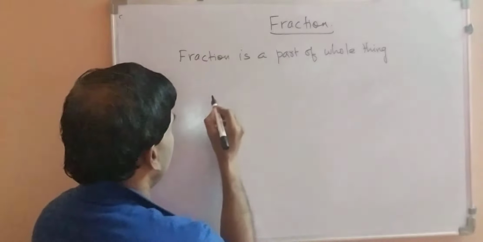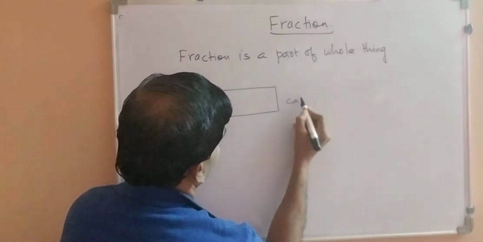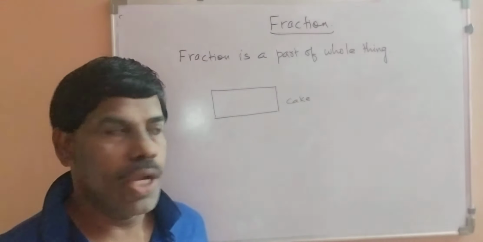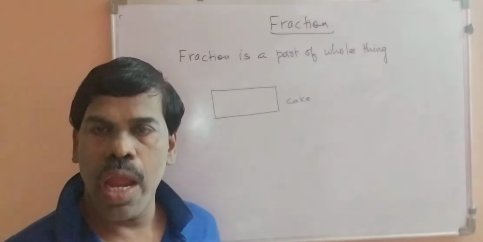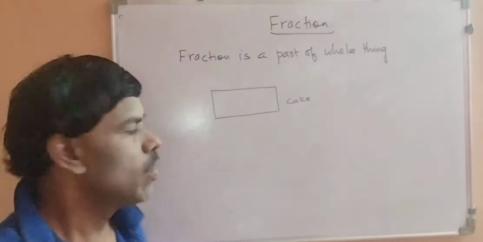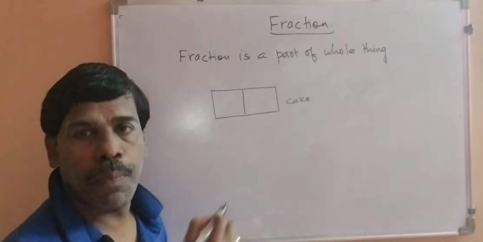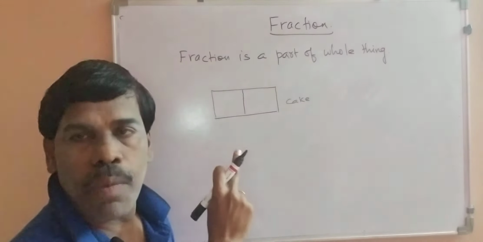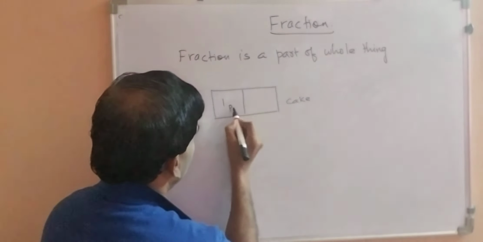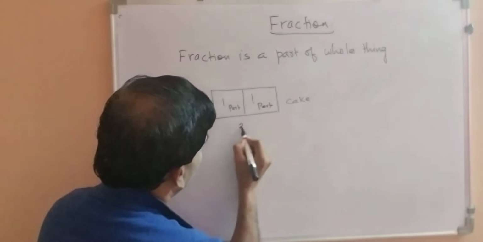Suppose I have got a cake. I want to divide it into two equal parts and give it to two persons, one part each. So first of all, I am dividing it into two equal parts. How many equal parts are there? Two. This is one part, this is another part. Total two parts.